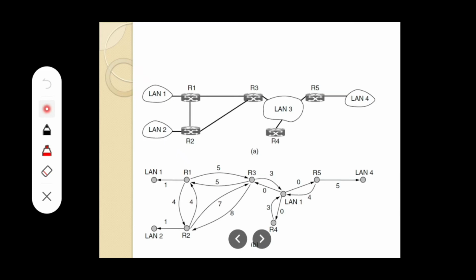Suppose this LAN wants to reach this LAN 2, LAN 1 to LAN 2. What will be the cost? From LAN 1 we will be reaching here, then 1 plus 4, 5, and then 1, that is 6. Clear? Similarly, this is the cost that is assigned by the administrator between each node or between each router. Clear?